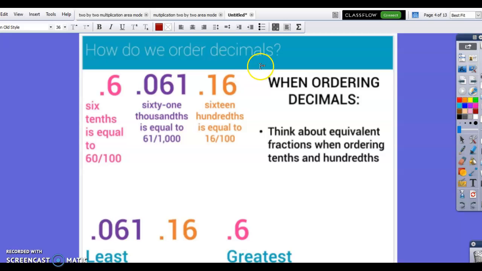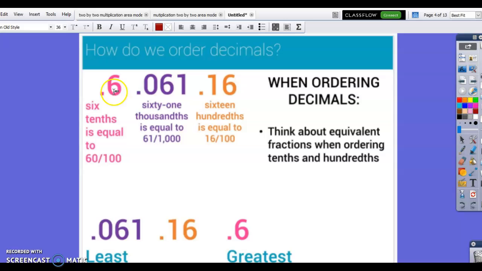Again, how do we order decimals? When ordering decimals, think about equivalent fractions when ordering your tenths and your hundredths. So you start with the largest place value. And in each one of these, you have 6 tenths, 61 thousandths, and 16 hundredths. Each one of these does not have a digit in the whole number area. So we're starting in your tenths place.